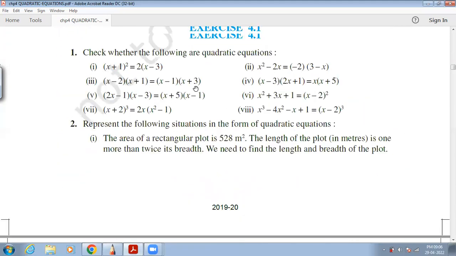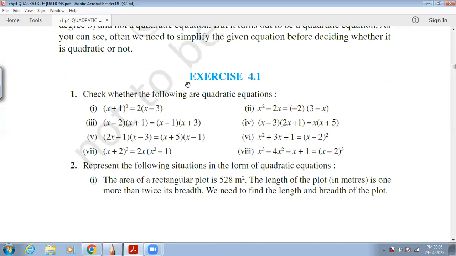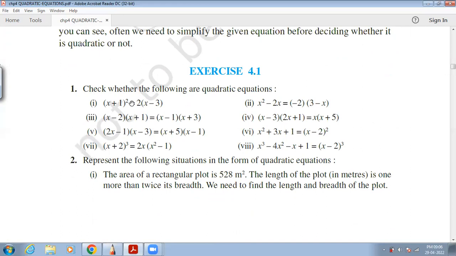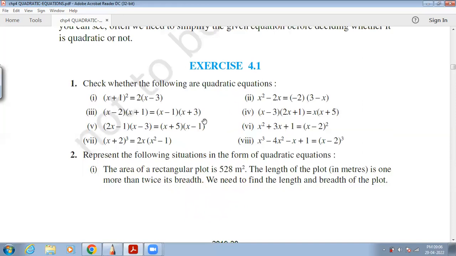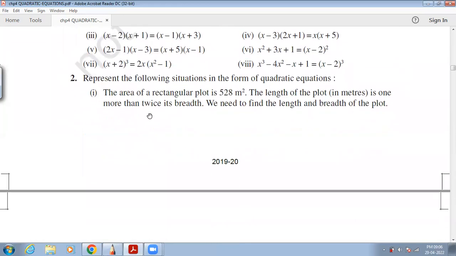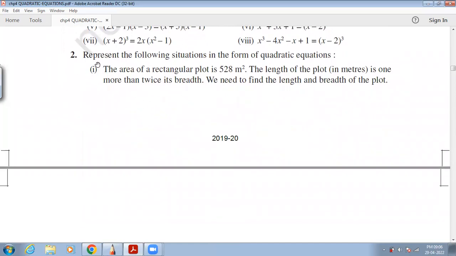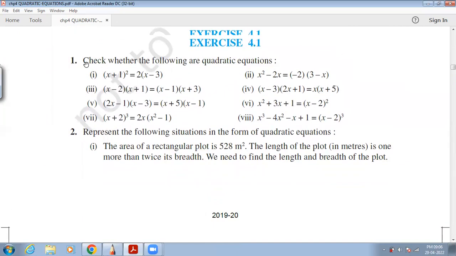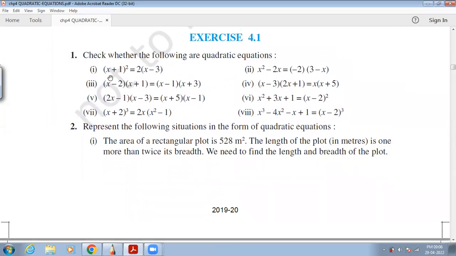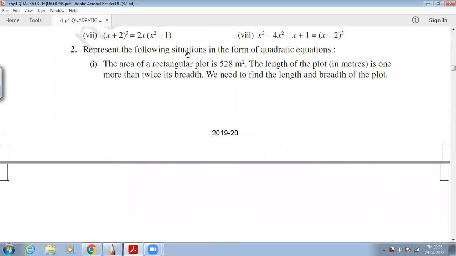So all right, now we arrive at the first exercise. From the first exercise, you can see the first question is to check for quadratic equations. So please go through it quickly and solve the problems. I'm moving ahead. I need to show more concepts and I need to do that in less and less time. Okay, then represent the following situation in the form of a quadratic equation.